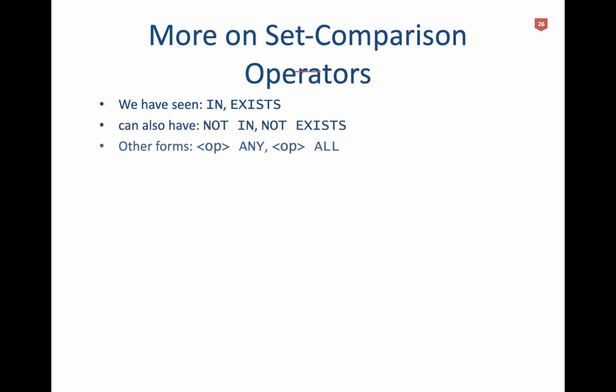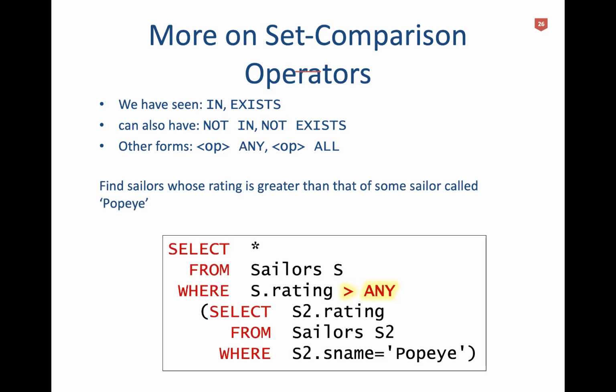We have seen exists, and you can also have not exists. We have seen not in, and there's another one called not exists. We can also use any and all with an operation before them, let's say greater than any or less than any, greater than or equal any. So the any keyword is also present. These are more options that you can add to your knowledge about the query language. For example, I want to find all the sailors whose rating is greater than that of some sailor called Popeye. So I want to see all the sailors who have a rating greater than the rating of Popeye.